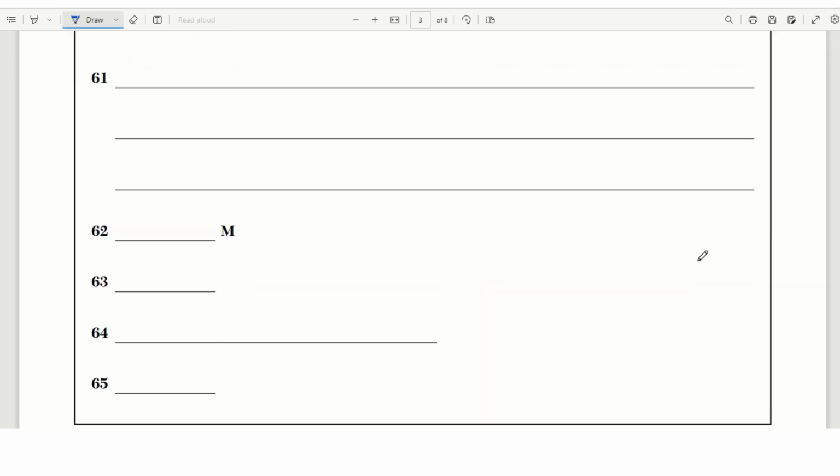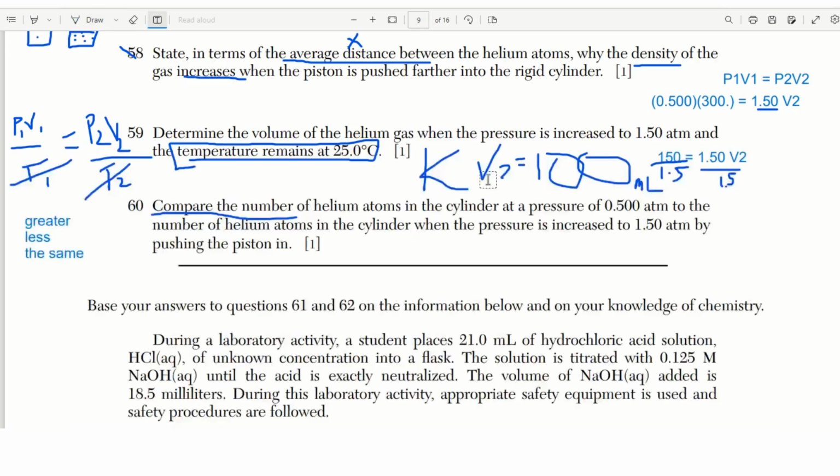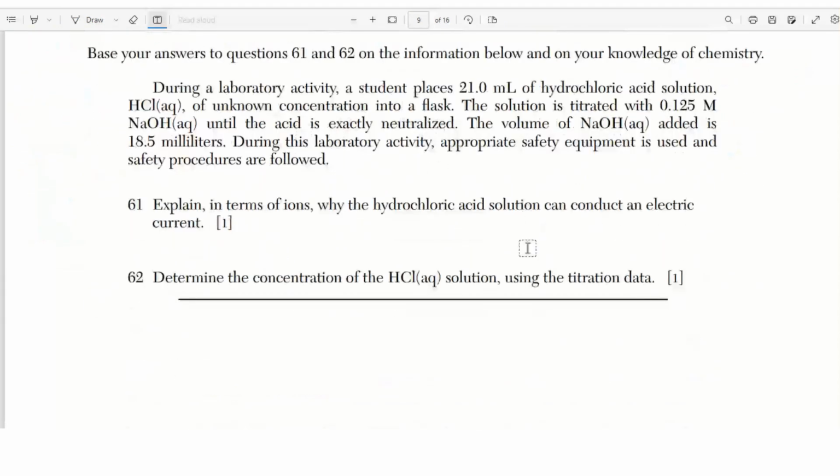All right. Now let's go. This is the last little section of B2. All right. So 61 and 62.